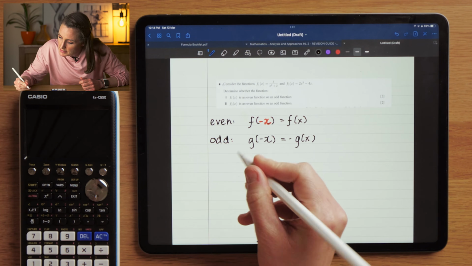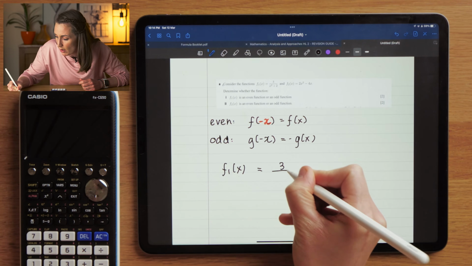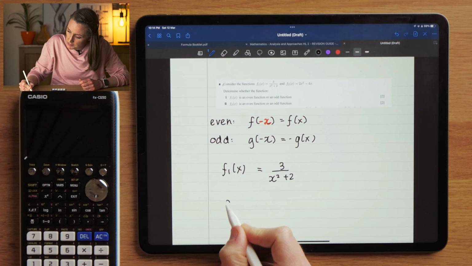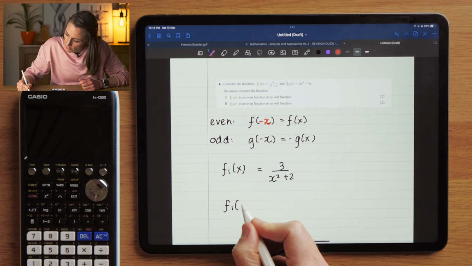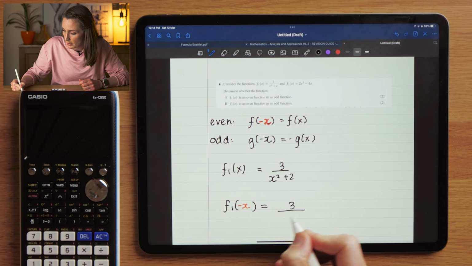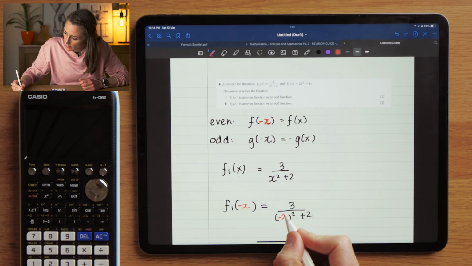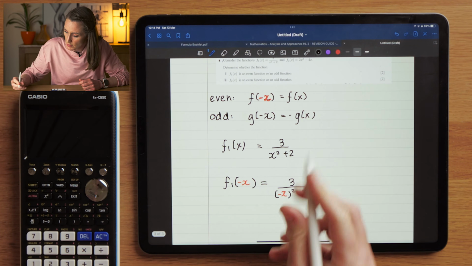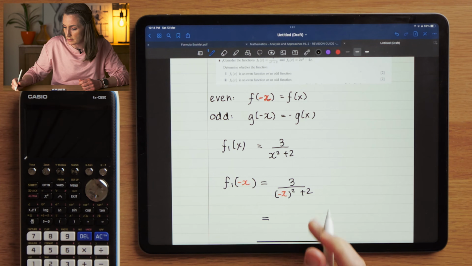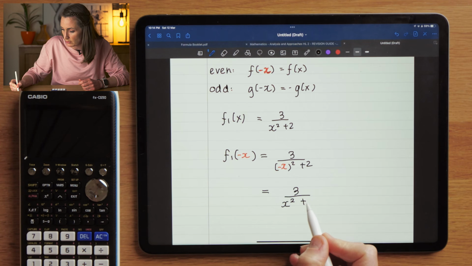So in the case of f1 of x is equal to 3 over x squared plus 2, I'm going to start by replacing x with minus x. So that's going to be 3 over, and I'm going to replace that here with minus x. So that is where I'm going to start. I'm going to start on the left and work straight down. So I know that minus x squared is x squared plus 2.